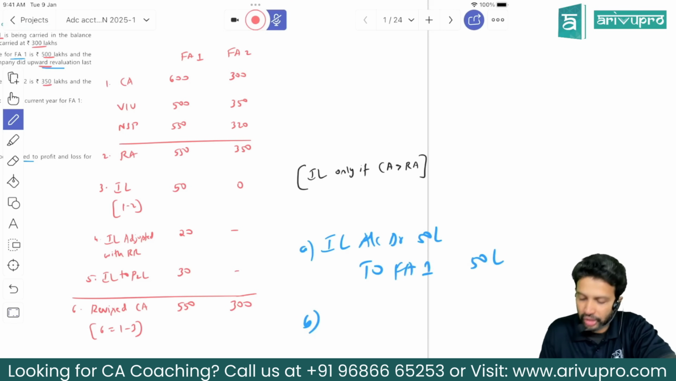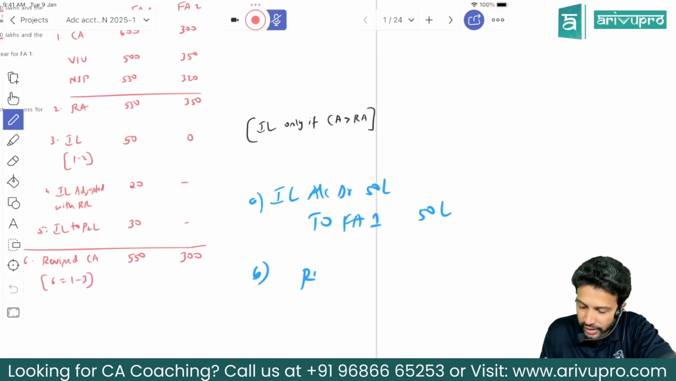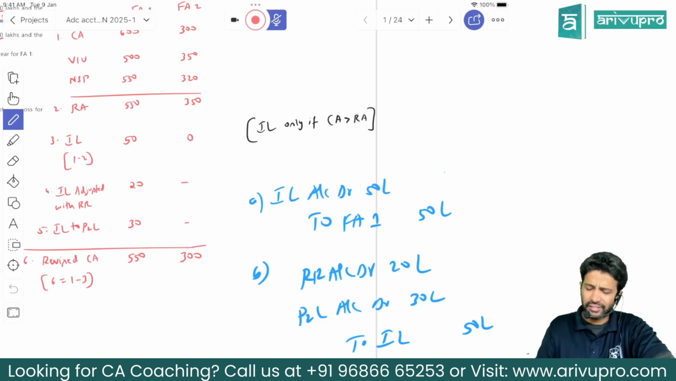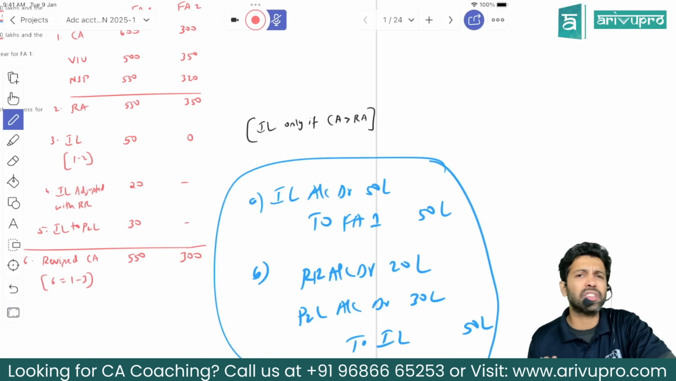And this impairment loss, will you transfer it to P&L? No. First you will transfer where? To revaluation reserve. How much will you adjust? 20 lakhs. Then for P&L, how much will you transfer? The balance, 30 lakhs. To impairment loss, 50 lakhs. This is the entry, just for your reference, we did this.